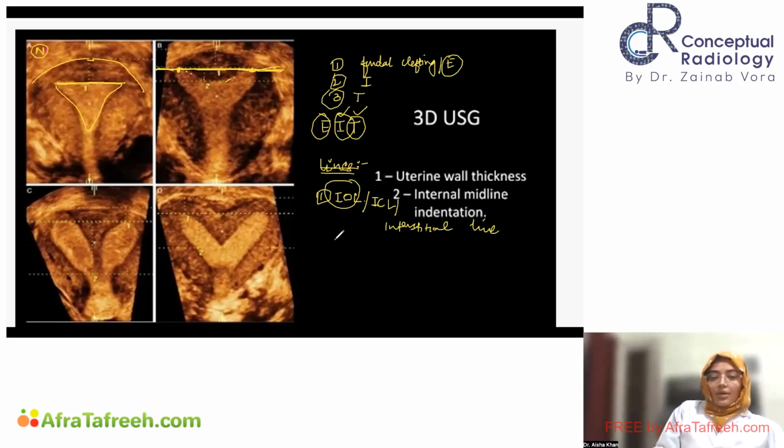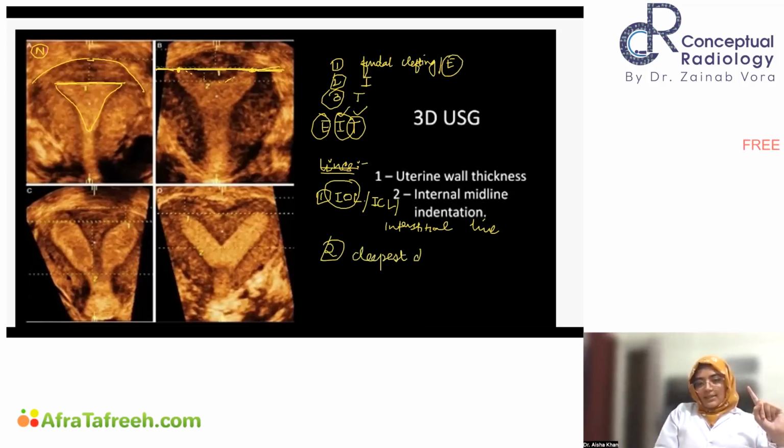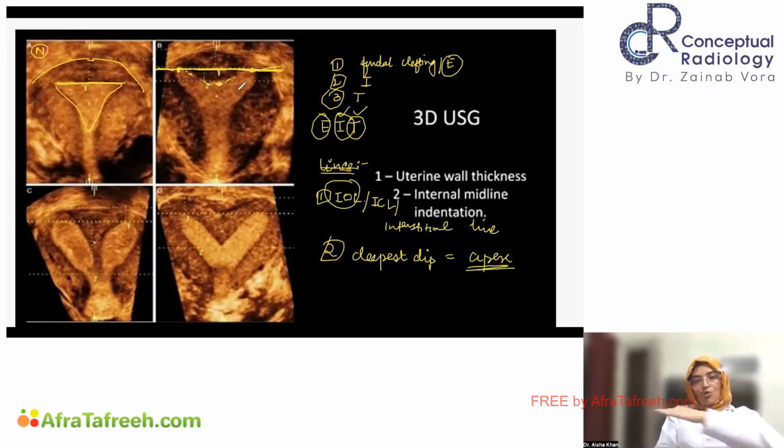The second step is that you look at the deepest dip. What did I say? Deepest dip. Of what? Of the endometrium, which is technically called the apex. So you localize the apex. Here the endometrium is dipping and this is the point of deepest dip. So you draw a line along that. This is the line along the deepest dip, or the apex.